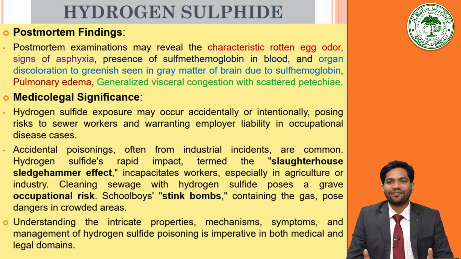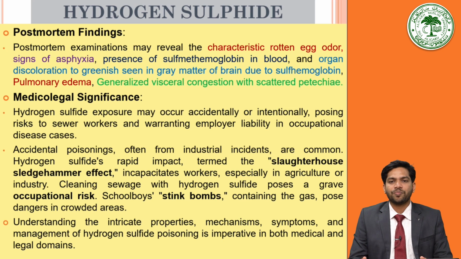So, at the time of the autopsy, it should be definitely ruled out that the greenish color change is due to decomposition changes, and not because of the poisoning. So, we must rule it out properly. Then pulmonary edema may be seen in the patients. Generalized visceral congestion with scattered parenchymal changes may be seen.